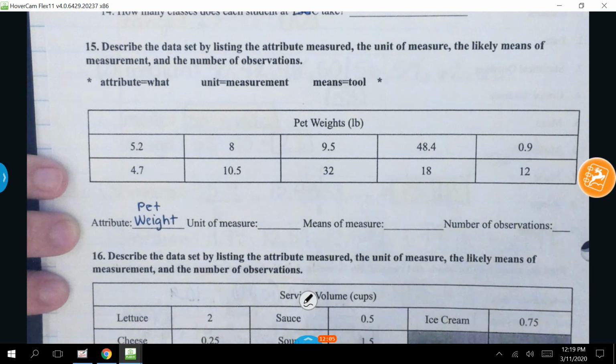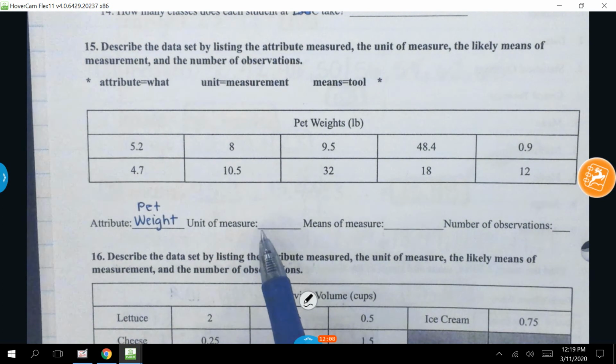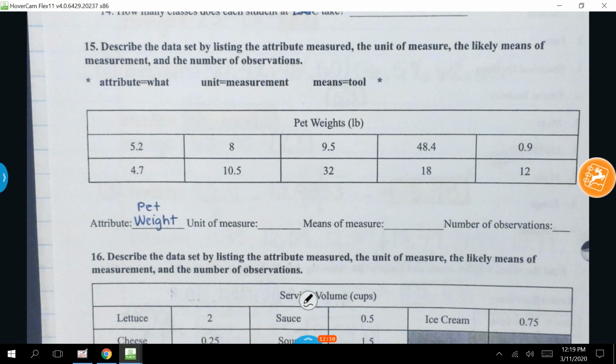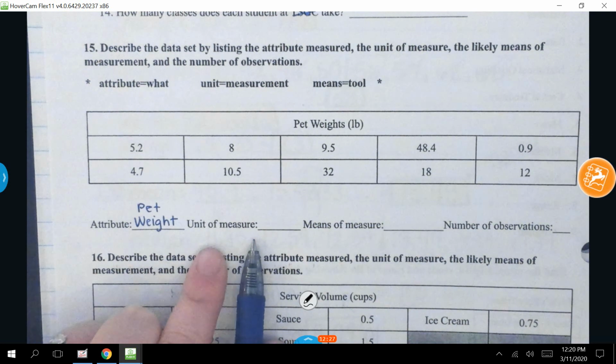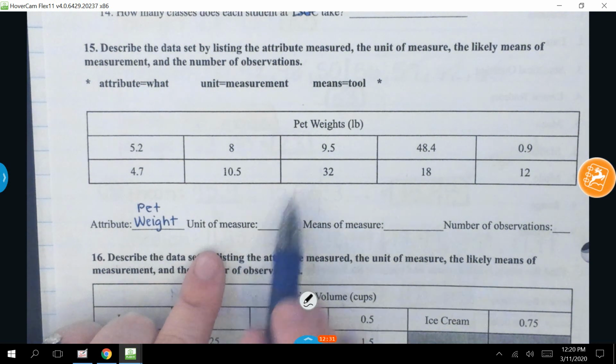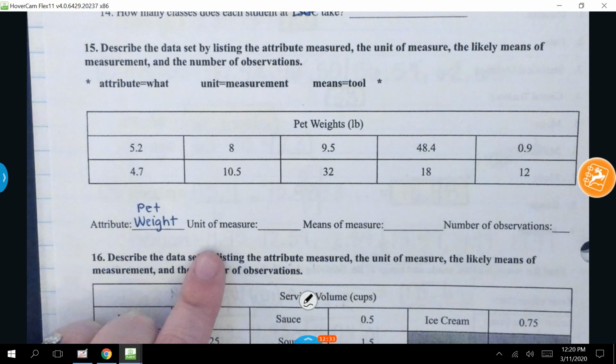Okay. The unit of measure. We talked about units a lot this year. Feet, miles, meters, inches, seconds, hours. What's my unit here going to be? Kelsey? What's my unit of measure? What's my measurement? For how much the pet weighs. How am I measuring that?